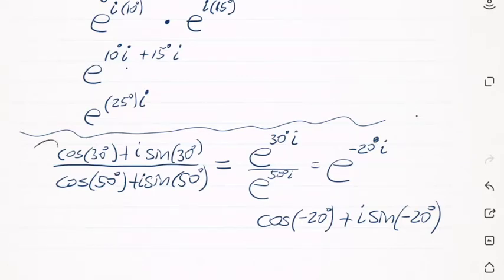One thing to notice, I'm not putting moduluses in these two examples. And if you did, all you would have to do is divide the numbers individually and put the modulus out front of the e.